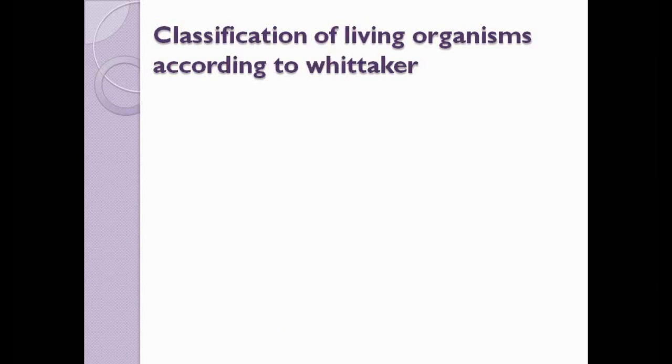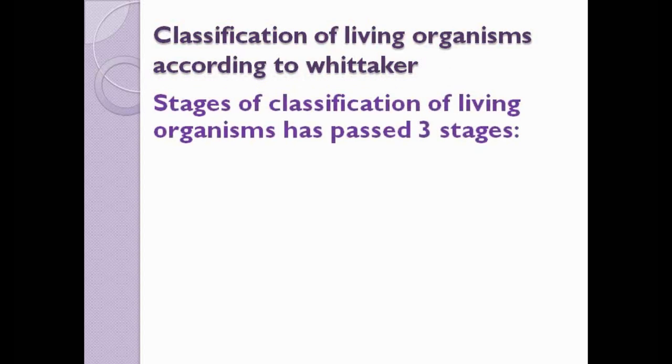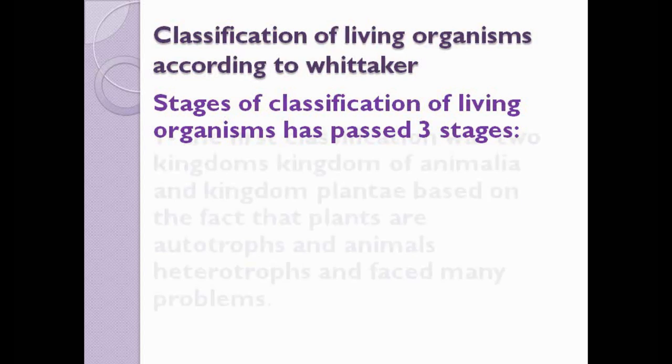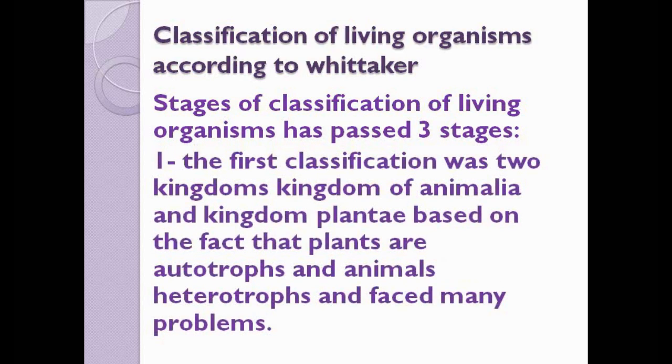Classification of living organisms according to Whittaker. The classification of living organisms has passed through 3 stages. The first stage: the first classification was 2 kingdoms, kingdom Animalia and kingdom Plantae, based on the fact that plants are autotrophic and animals heterotrophic, and it faced many problems.